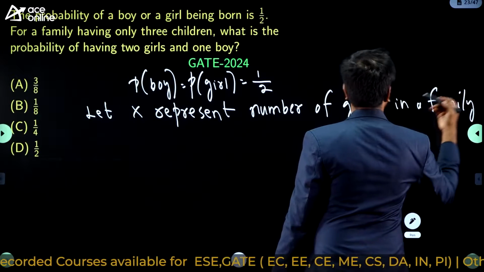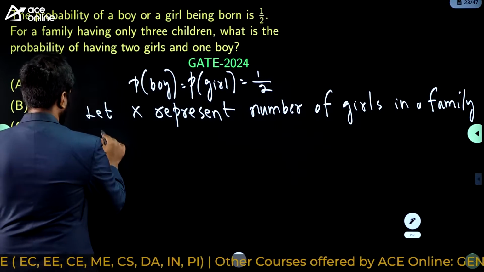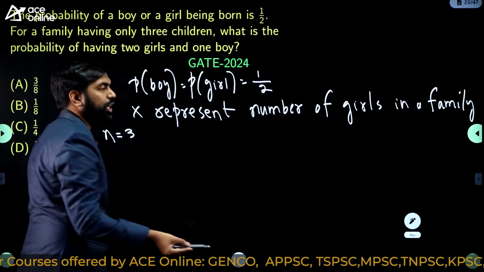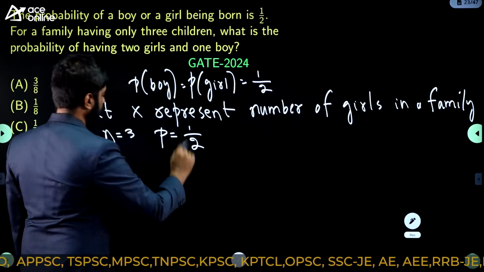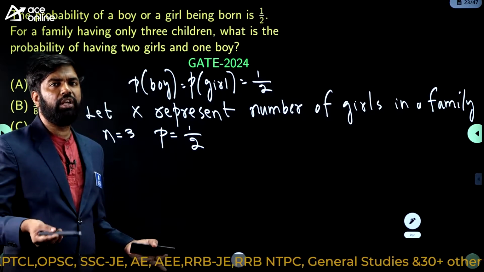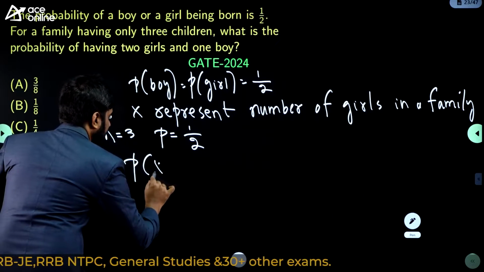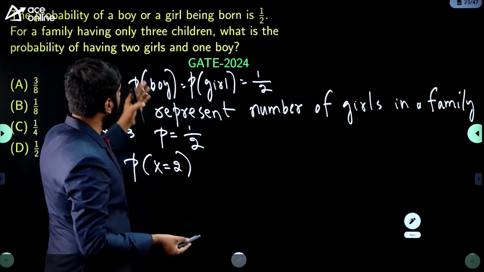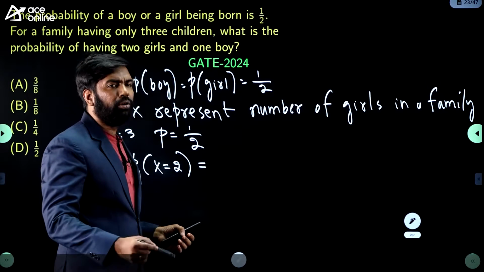If you carefully observe, the question says for a family having only 3 children. So, I can set the value of n as 3 and the probability of a girl, p, as 1 by 2. Then you can ask, what is the probability of having 2 girls? When you set n as 3 and ask for the probability of X equal to 2, it indirectly means you are finding the probability of having 2 girls and 1 boy. Let us use the probability mass function of a binomial random variable.